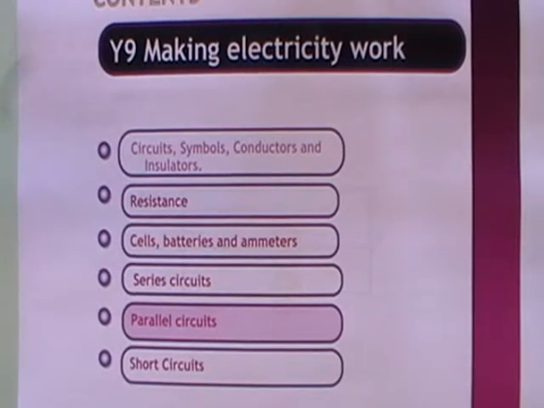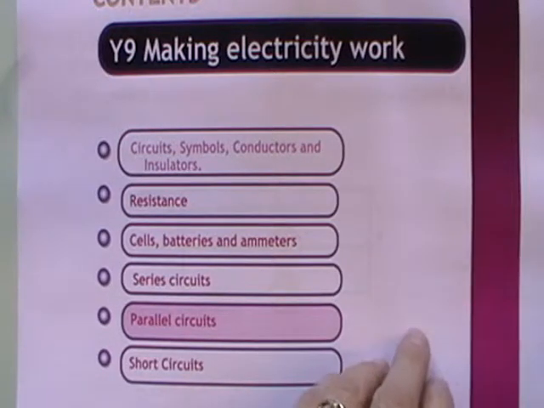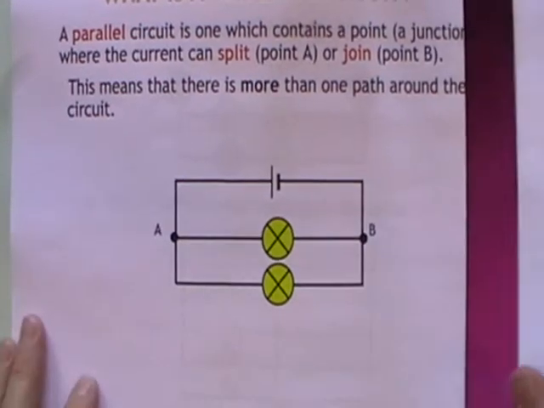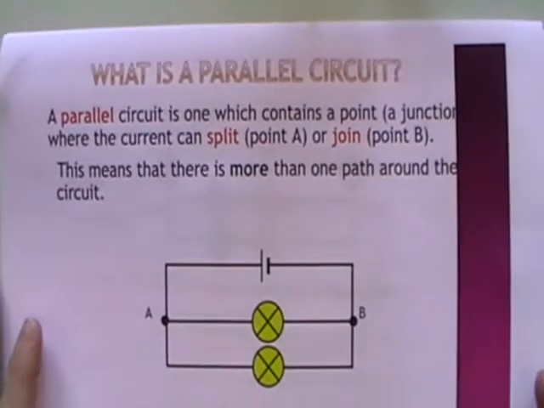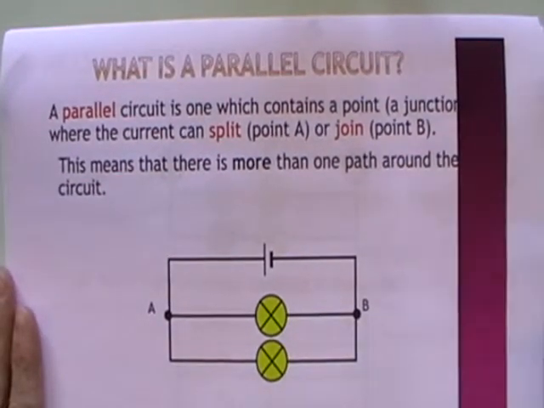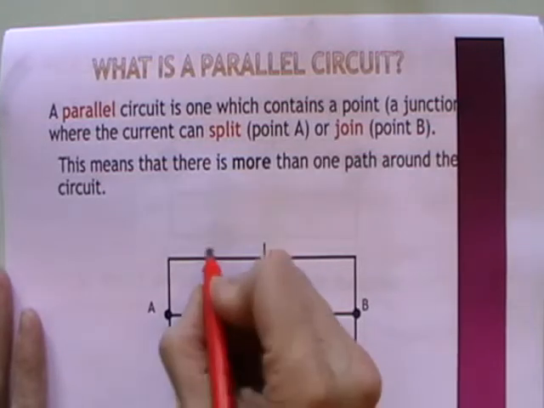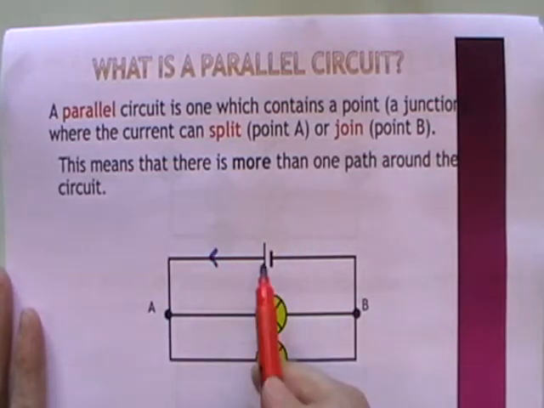This is the next section of the Year 9 Making Electricity Work module, and this small part is on parallel circuits and short circuits. Now, we've talked already about series circuits, and series circuits are where all the components in the circuit are found in one continuous loop.